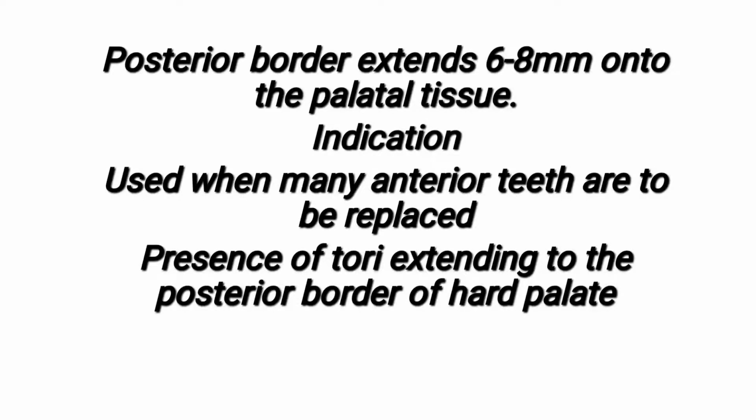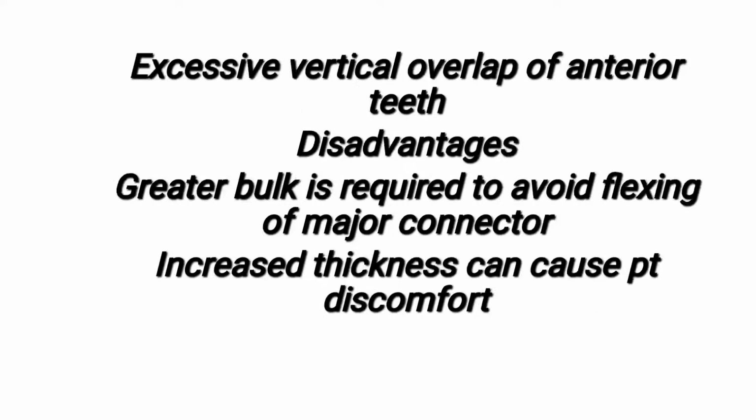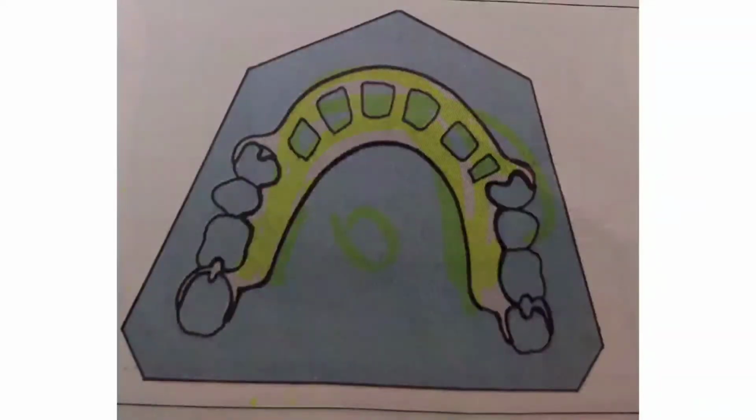What are the indications for a horseshoe shaped connector? Indications are: used when many anterior teeth are to be replaced, presence of tori extending to the posterior border of the hard palate, and excessive vertical overlap of anterior teeth. Disadvantage: greater bulk is required to avoid flexing of the major connector. Increased thickness can cause patient discomfort. This is a horseshoe shaped connector.